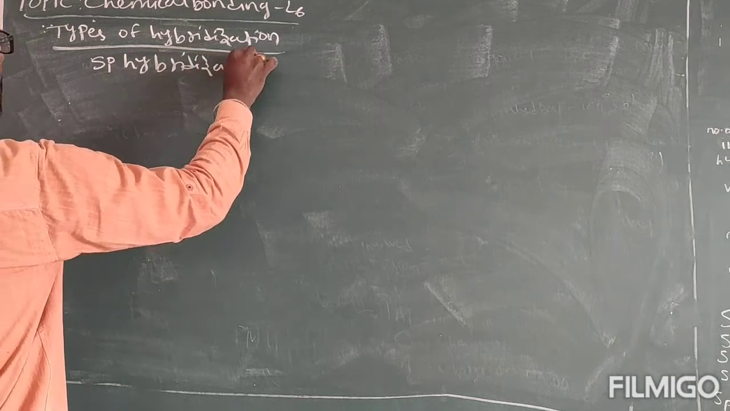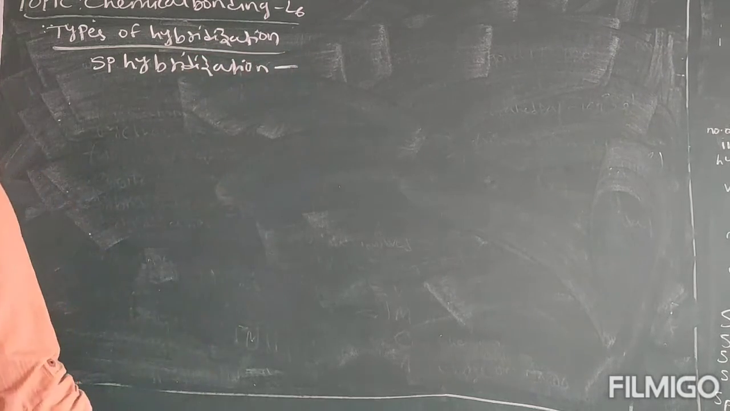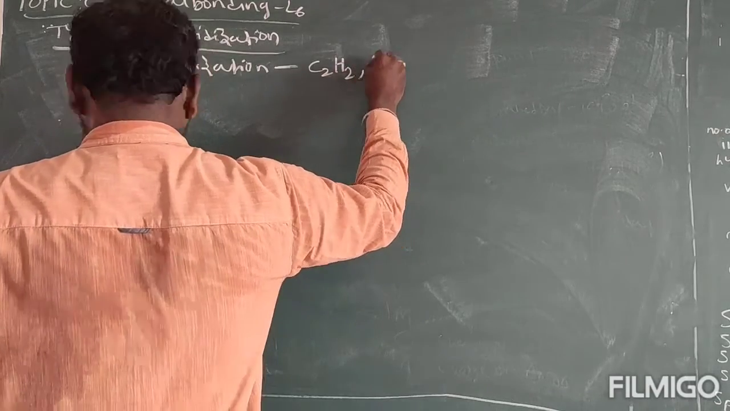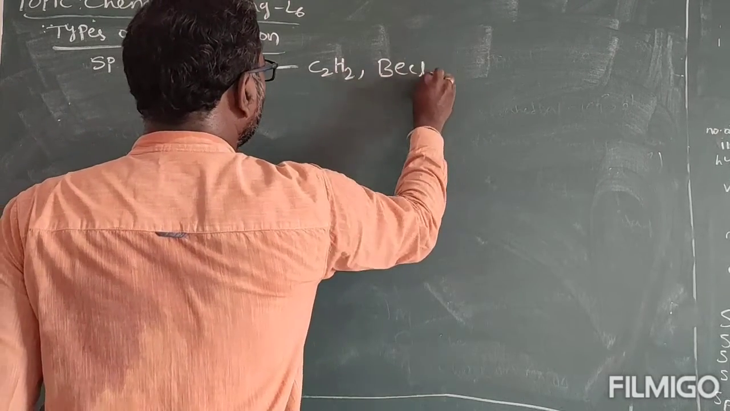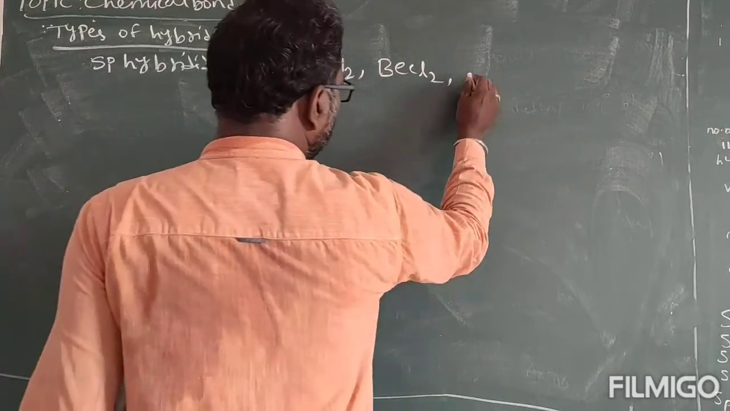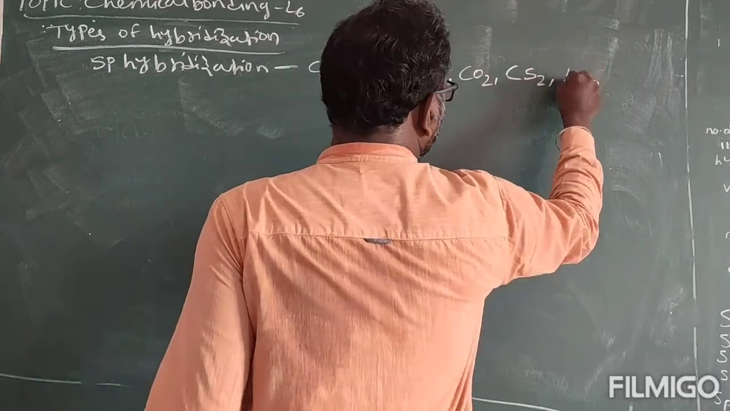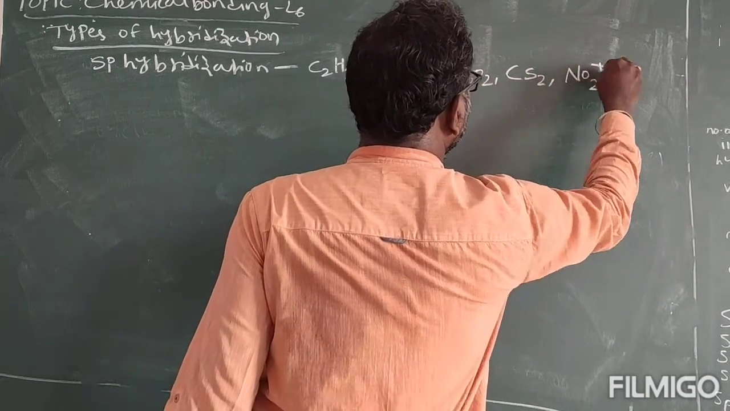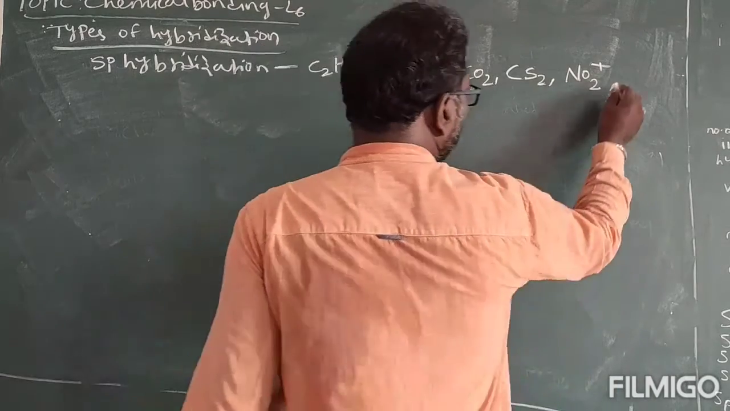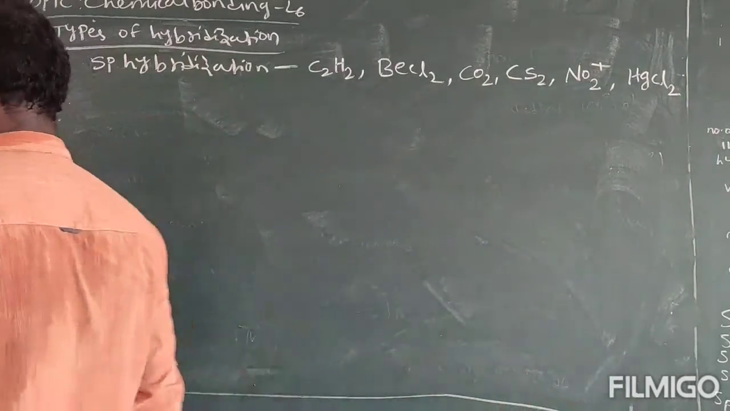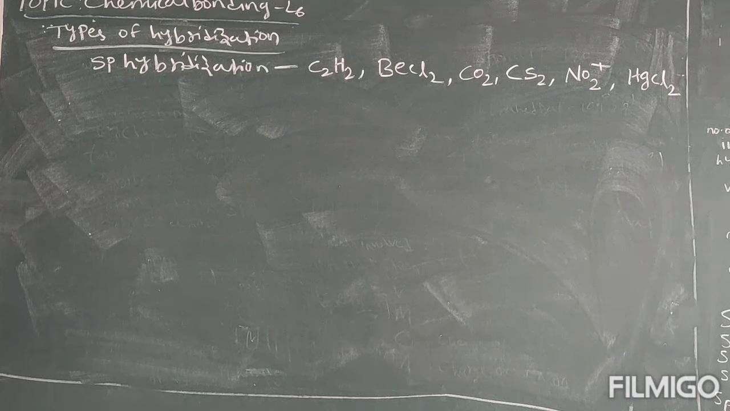Examples of the molecules which undergo sp hybridization are C2H2, BeCl2, CO2, CS2, NO2 plus, and HgCl. So these are the examples of the sp hybridization.